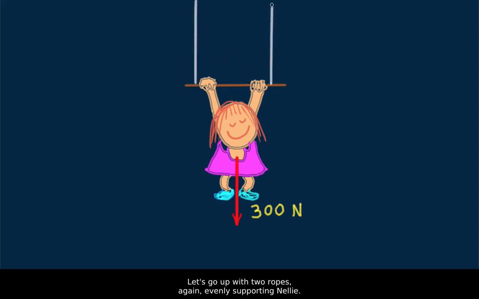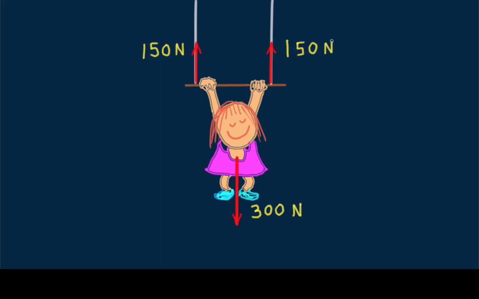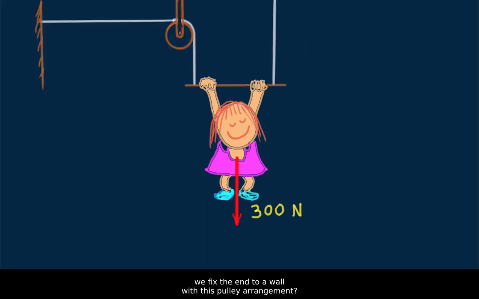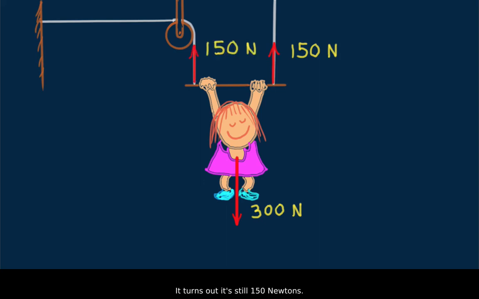Let's go for 2 ropes. Again, evenly supporting Nellie. What's the tension in each rope? Can you see it's 150 newtons? Suppose instead of attaching the left rope to the ceiling, we fix the end to a wall with this pulley arrangement. The pulley simply changes the direction of the rope, not its tension. So how about tension in the right rope? It will still be 150 newtons. How about tension on the left rope? It turns out it's still 150 newtons.